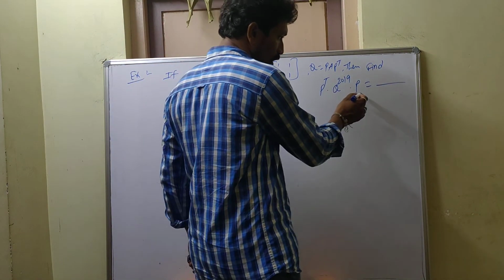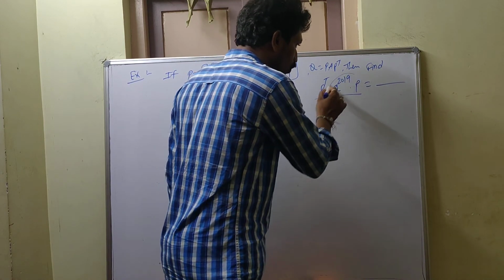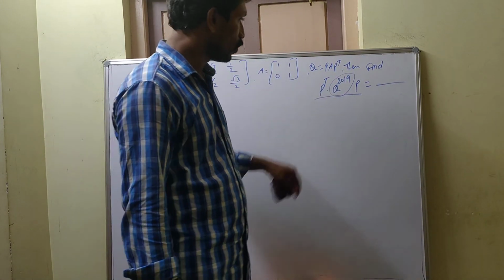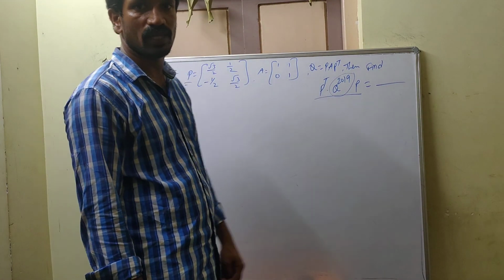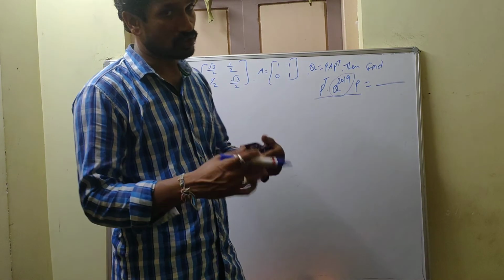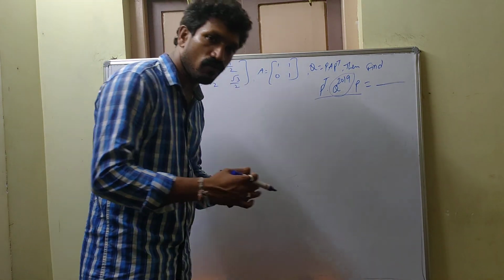Of course, if you want to compute this one, you should know Q power 2019. To find this, they gave one more condition: Q is equal to P A P transpose. So Q power 2019 we cannot find directly. So first you go for Q square.